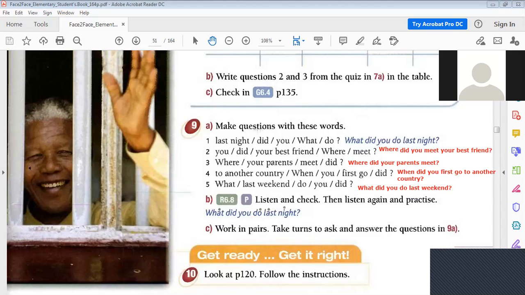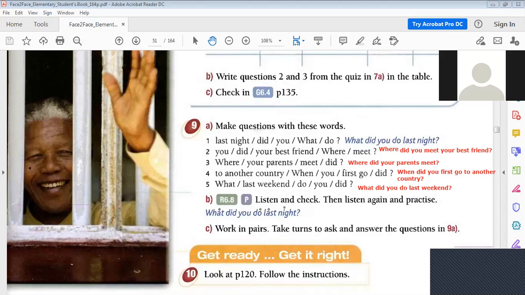2. Where did you meet your best friend? Where did you meet your best friend? 3. Where did your parents meet? Where did your parents meet?